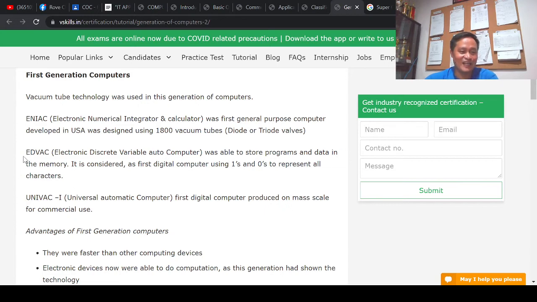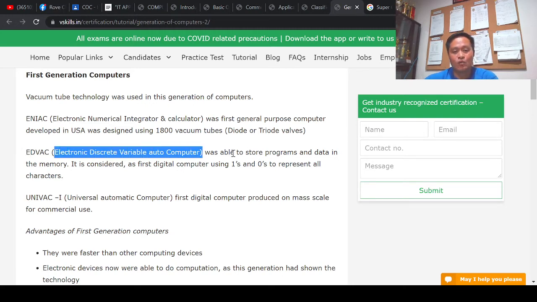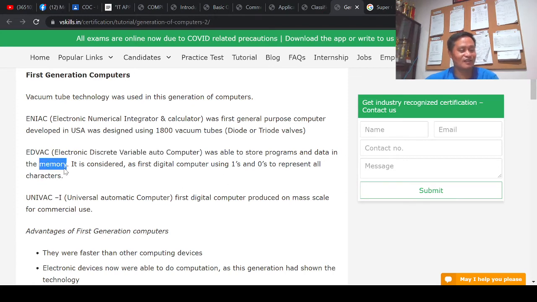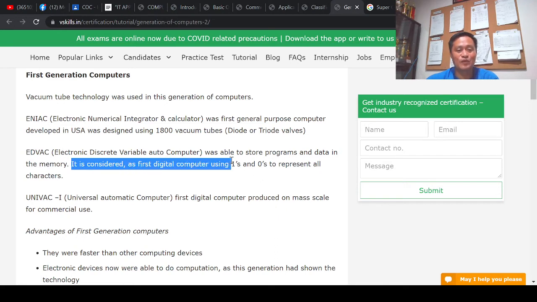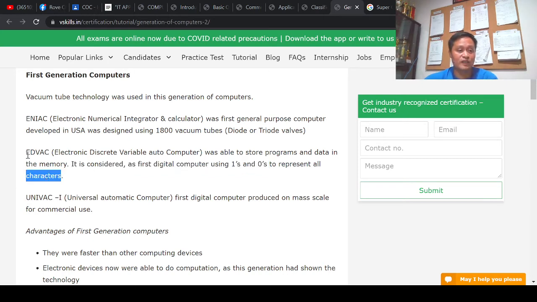Okay, and we have this part of first generation computers, EDVAC, Electronic Discrete Variable Automatic Computer, was able to store programs and data in the memory. Okay, these are first generation, and it is considered as the first digital computer using ones and zeros, using the binary number system to represent characters. Okay, this is actually a little bit higher than ENIAC in capacity.